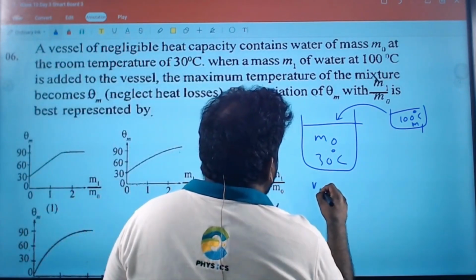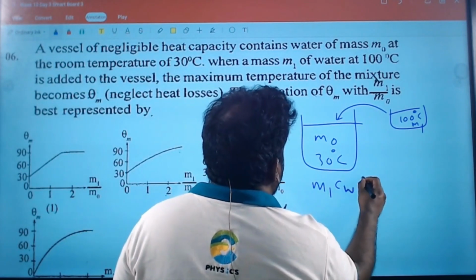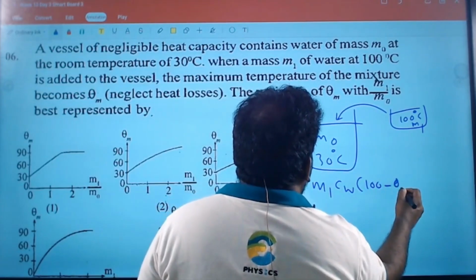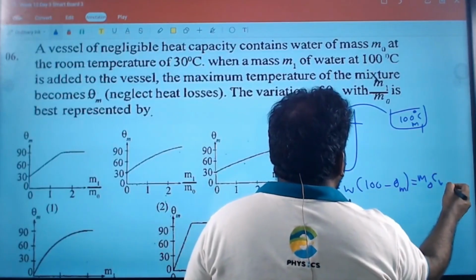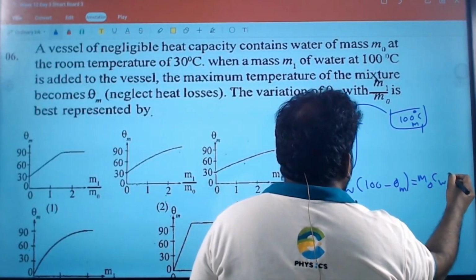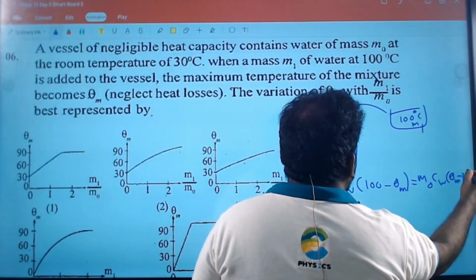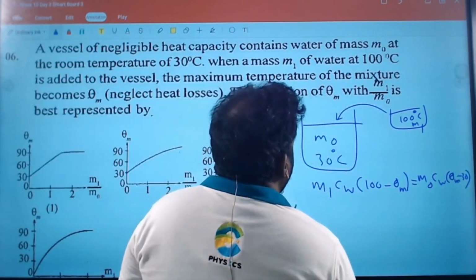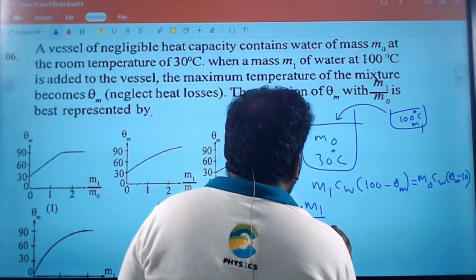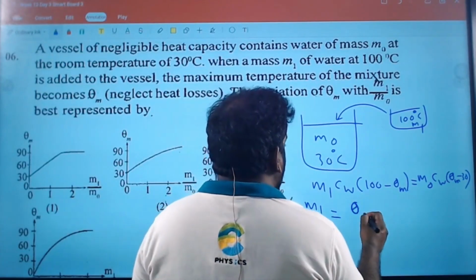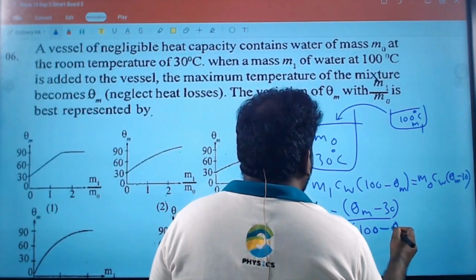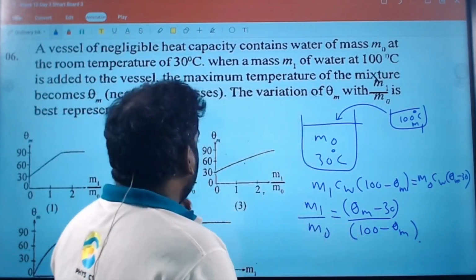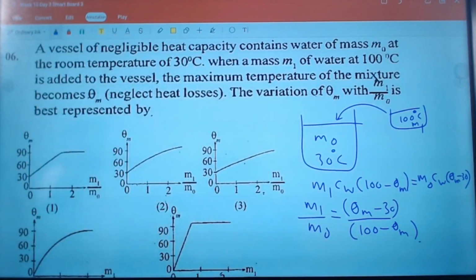So heat given is M1 specific heat capacity times 100 minus theta m, and who is absorbing, M0 CW times theta m minus 30. So M1 over M0 is theta m minus 30 divided by 100 minus theta m. So they are asking how the ratio will change.